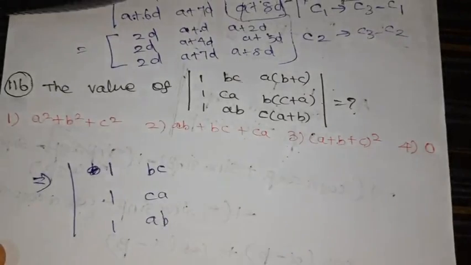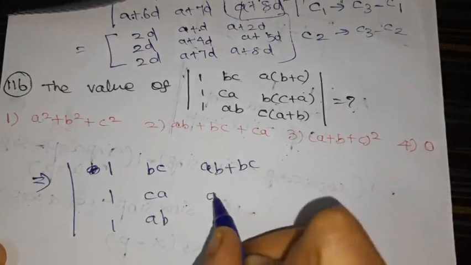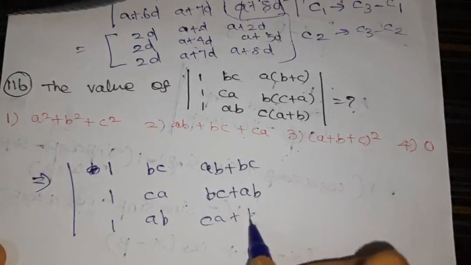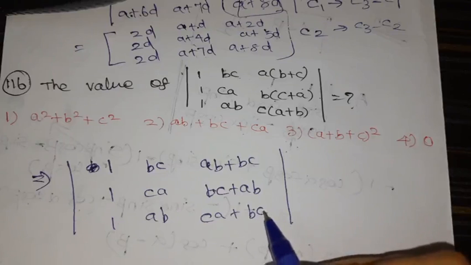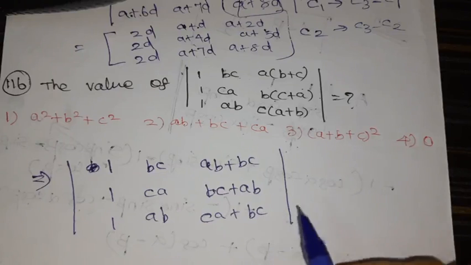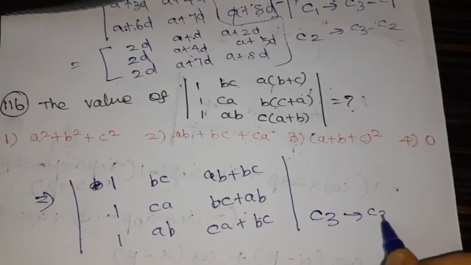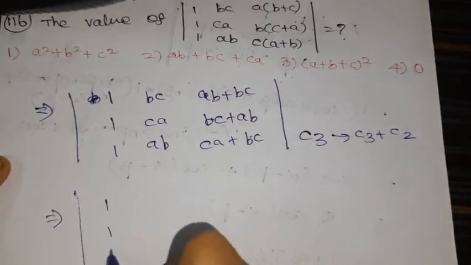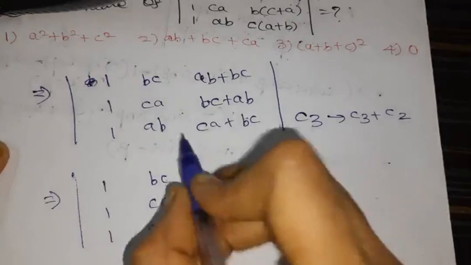Just copy down the remaining columns as they are. Then AB plus BC, BC plus AB, CA plus BC. Then column 1 and column 2. See, column 3 and column 2, what can we do? Column 3 should be column 3 plus column 2. See, when we do this, we will get BC, CA, AB, right?